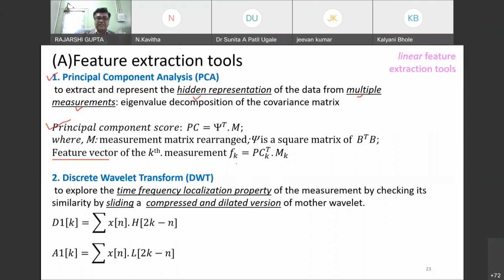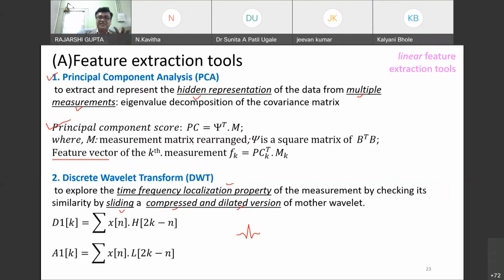The second one is the discrete wavelet transform. The basic idea of the discrete wavelet transform is that it exploits the time frequency localization property of measurements by checking their similarity by sliding a compressed and dilated version of a mother wavelet. There are different types of mother wavelets available, and I think most of you have heard about Haar, Daubechies, Coiflet.